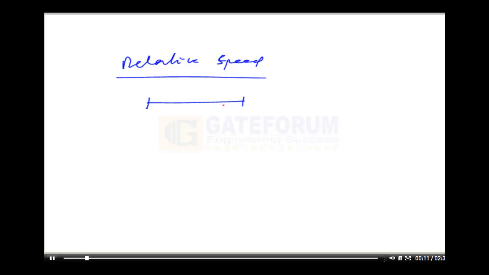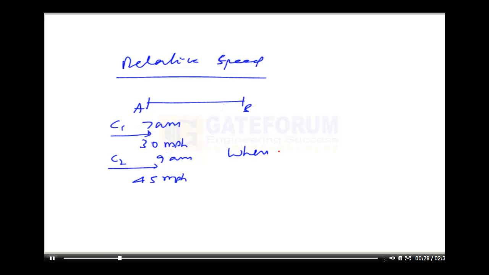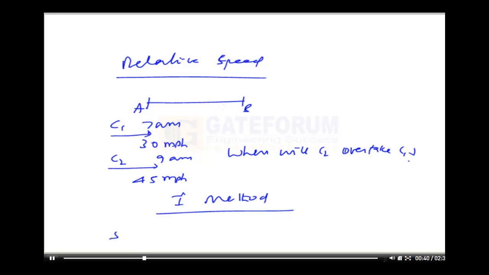Look at the sketch. The distance is between A and B. Cyclist 1 starts from A at 7 o'clock, moves to B at the rate of 30 miles per hour. Cyclist 2 starts from A only at 9 o'clock, moves at 45. The question is, when will C2 overtake C1? So there are two methods. Let's look into the first method, which we call the conventional method.